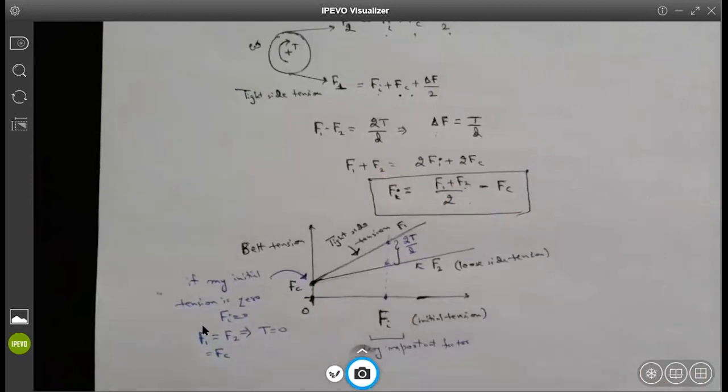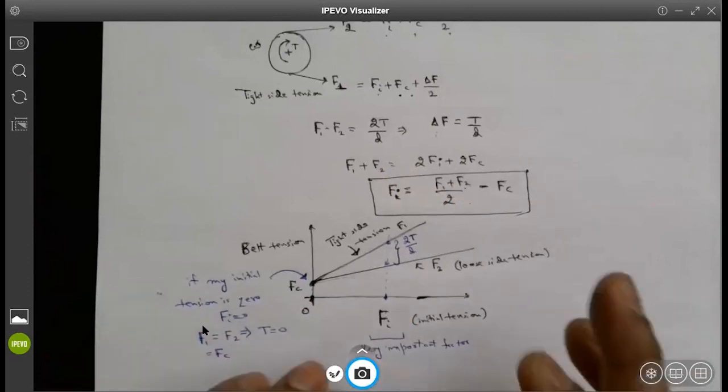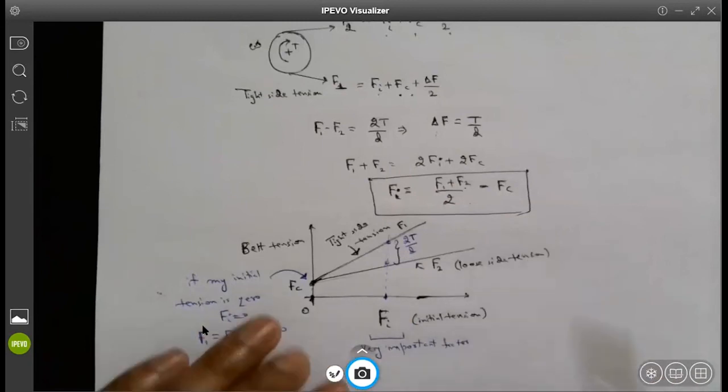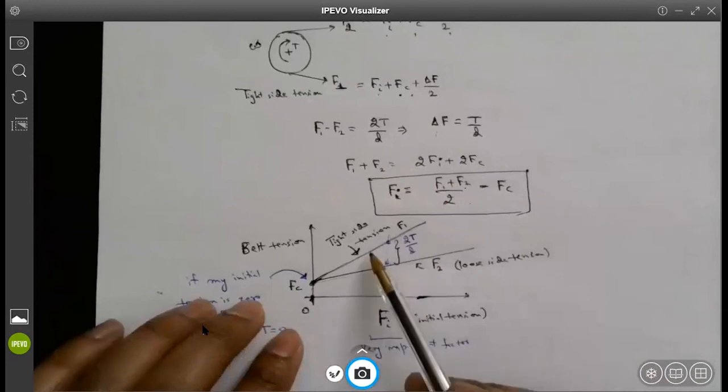Okay, if you are not following it, let me just wrap up this lecture with this figure. This is a very, very important figure to understand the belt drives. Any questions in here?